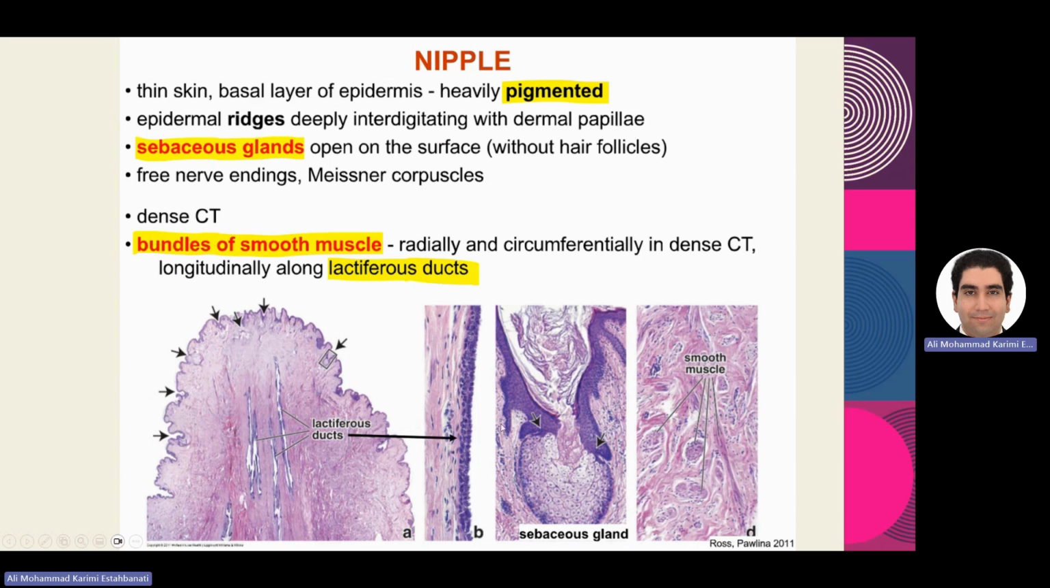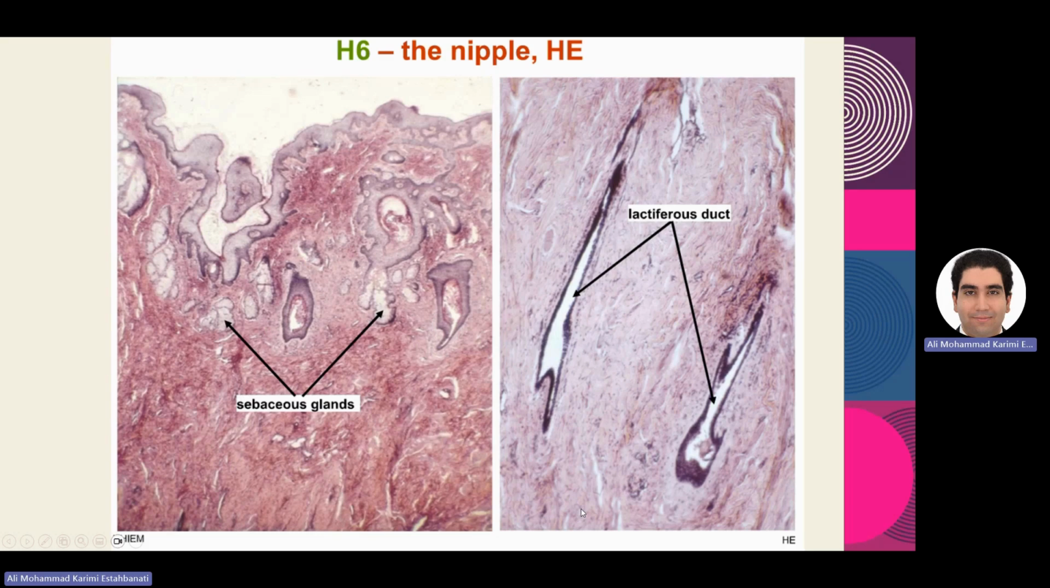Here we can see this slide illustrating it pretty well. And this is another slide you guys can see. Sebaceous glands are quite visible here on the left, and here we can see the lactiferous duct immediately before the ejection.